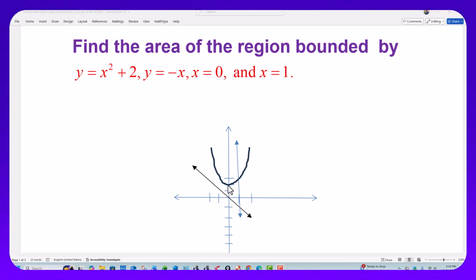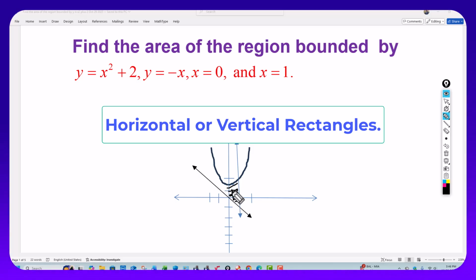So that's the graph of the parabola, vertex at (0, 2), opening up. The line y equals minus x passes through the origin. A positive line would go up, but the negative slope of -1 brings it down this way. That's what the graph looks like. Of course, x equals 0 is your y-axis, and then we have the line x equals 1. So the region we're talking about is right in here, contained between those lines. You can use horizontal or vertical rectangles, whatever's convenient.